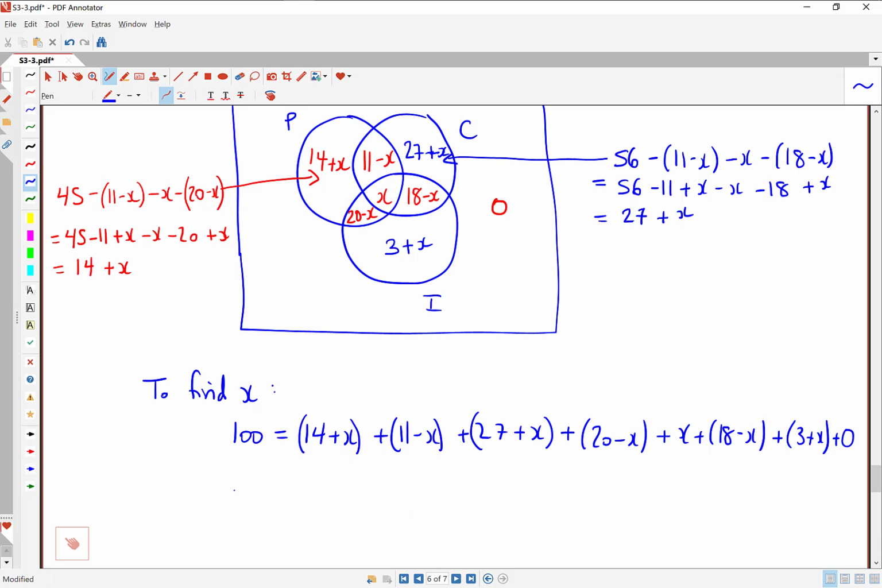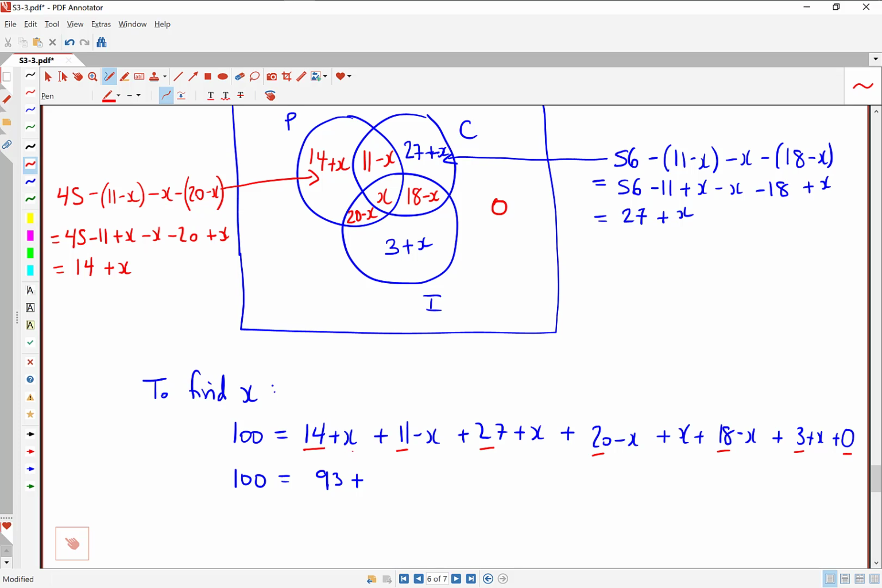That's good. So on the left side, we've got 100. On the right side, let's just add up the numbers. And at this point, you might prefer to drop the brackets. Again, because you're adding everything together, the brackets are not necessary. So let's go through and look at the number part. We'll just underline things as we go. So 14 plus 11 plus 27 plus 20 plus 18 plus 3 plus 0. You could grab your calculator and figure out what that works out to. So that gives 93.